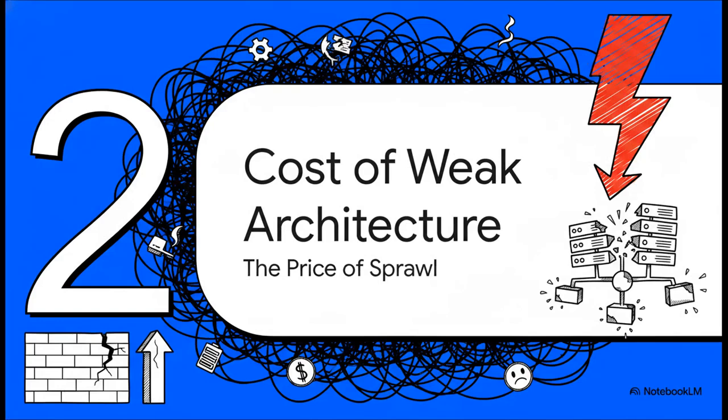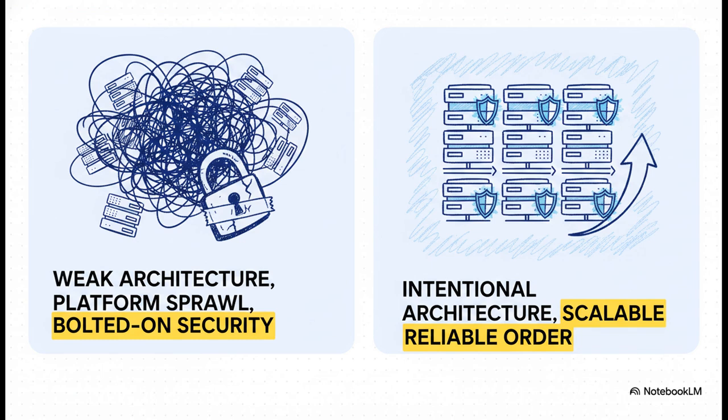Moving on to Section 2, the cost of weak architecture. So let's contrast these two approaches. On one hand, you have the operational debt of weak architecture. When you try to scale without discipline, you get platform sprawl. You're dealing with shadow IT, manual patching, and severe configuration drift.